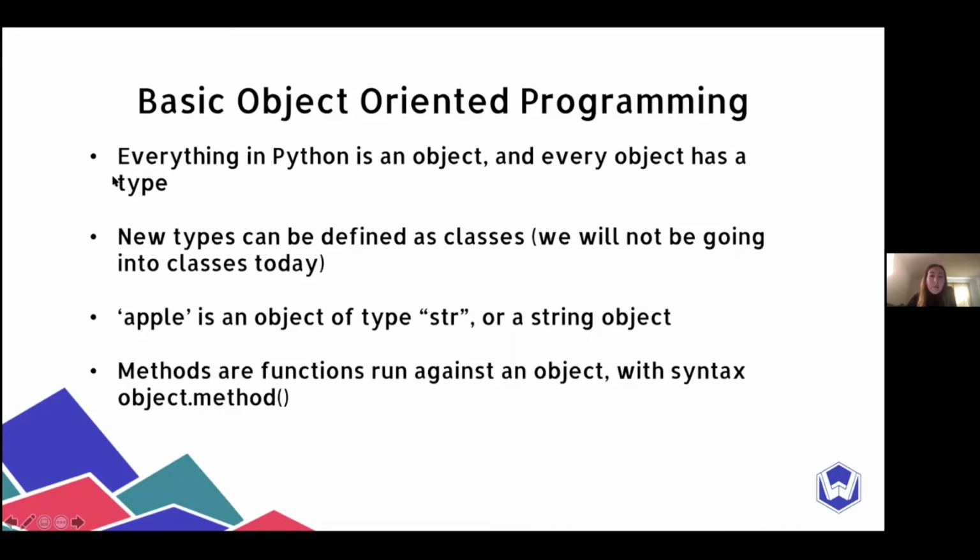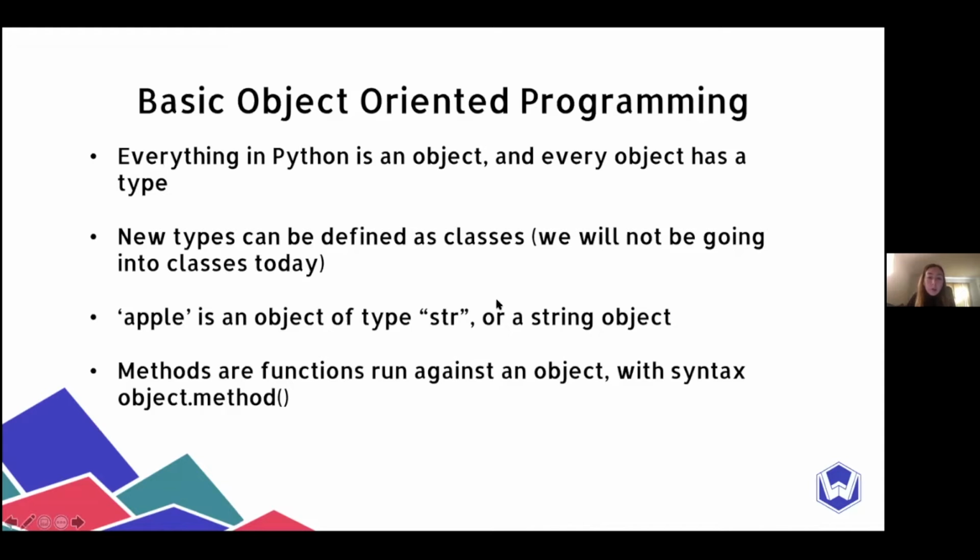Okay, so I have a slide here on basic object-oriented programming. Object-oriented programming is a specific type of programming where you define everything as objects and their types, and you make new types defined as classes. It can get pretty complex. I've taken full year-long courses on this, so we're not going to go too in-depth for it today. But the important thing to note is that everything in Python is an object, and every object has a type.